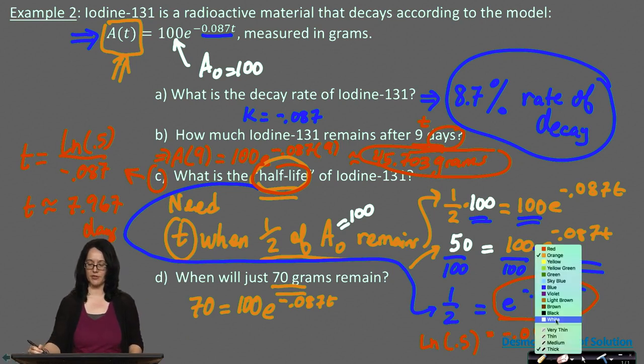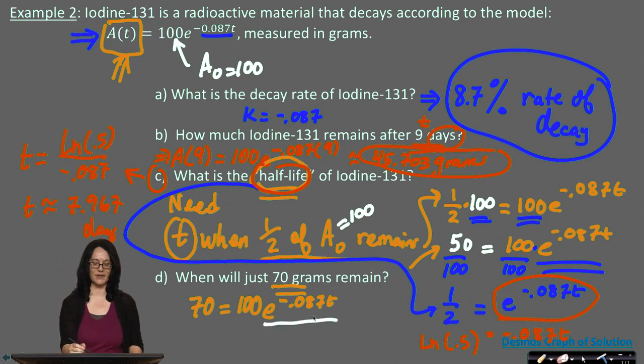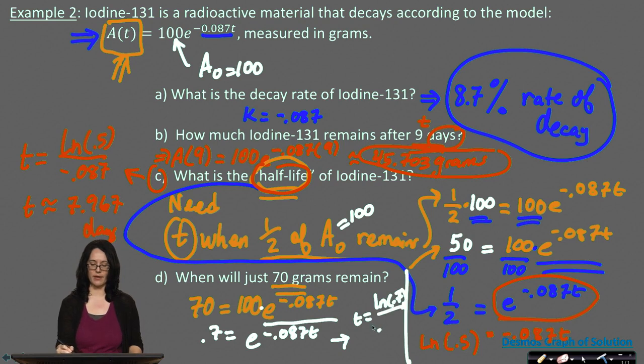Okay, did you divide by 100? Good. You wanted to isolate first? So 70 divided by 100 is 7 over 10, or the decimal 0.7. And that should equal e to the negative 0.087t. What did you do now? Just like last time? Yep, you took the natural log on both sides. In the end, you should be getting t equals the natural log of 0.7 divided by the decay rate, negative 0.087. And the final result of that would be around roughly 4.0997.